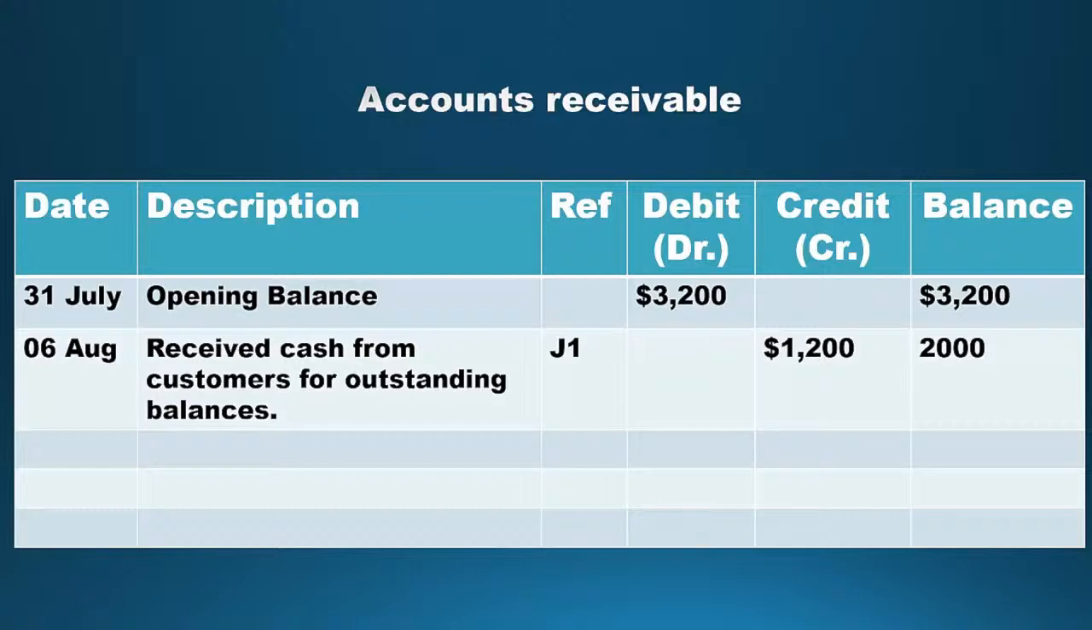4. Amount. Enter $1,200 in the credit column. We credit the accounts receivable account because the customers no longer owe this money, and decreases to assets like accounts receivable are recorded as credits.